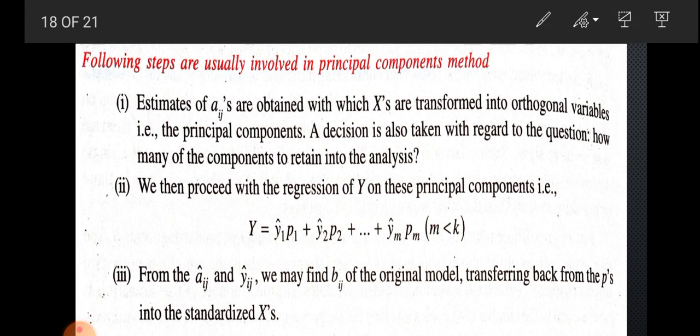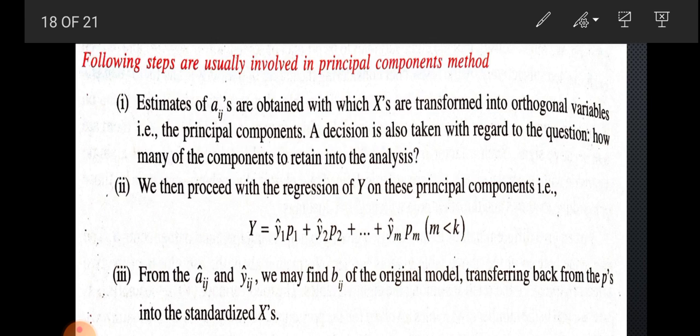Okay. So the following steps are usually involved in the principal component method. First, estimates of aij's are obtained with which x are transformed into orthogonal variables, that is the principal components. Second, a decision is taken with regard to how many of the components to retain in the analysis. We then proceed with the regression of y on these principal components, that is y equal to y1 cap p1 plus y2 cap p2 plus ym cap pm. Third, from aij and yij we may find bij of the original model, transferring back from the p's into the standardized x's.